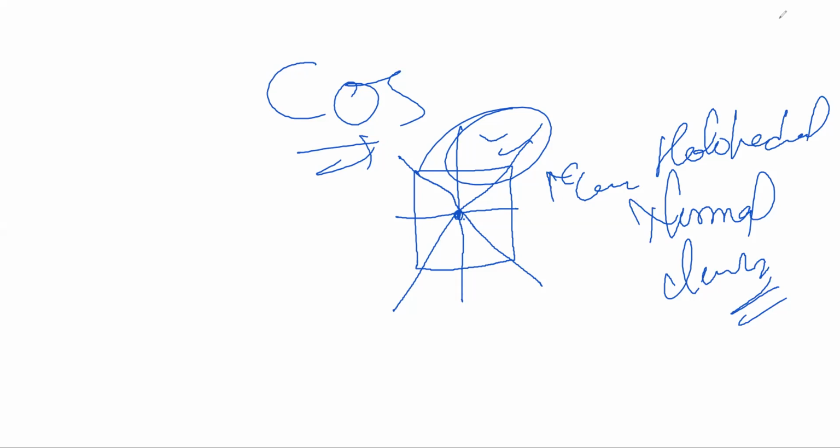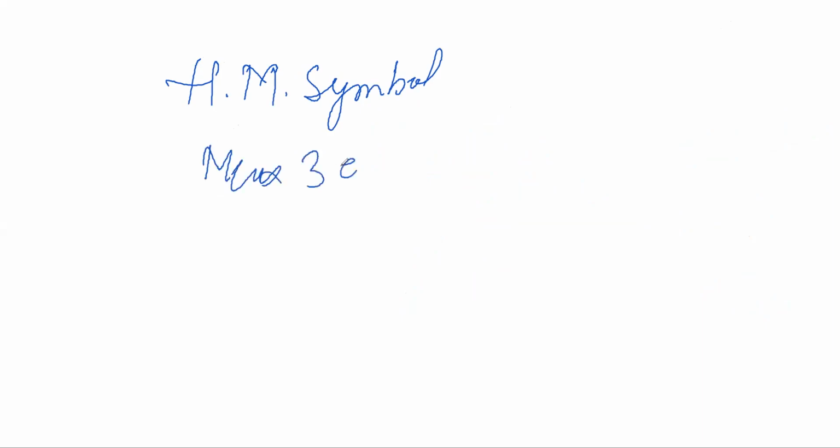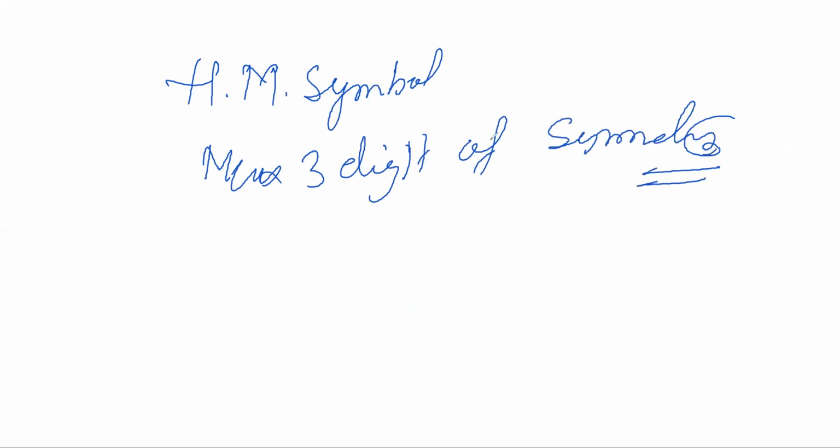So what can we do with these symmetry elements? Let's see that. First, understand the Hermann-Mauguin symbol, HM symbol, which we know as the Hermann and Mauguin symbol. They are numerical digits, so we could say they are 3 digits, maximum 3 digits of symmetry, from which we can recall, or we can get all the symmetry elements of a certain class.